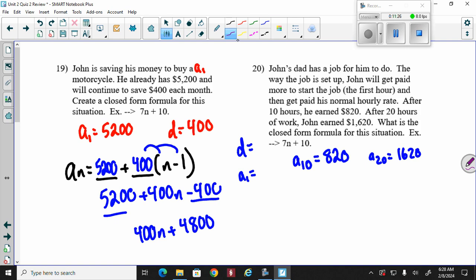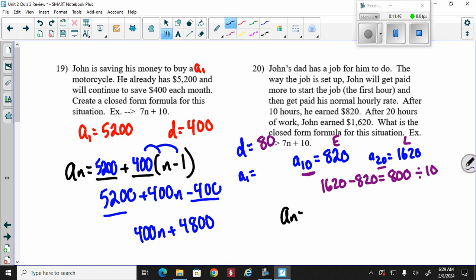So my common difference is, remember, this is the later term, this is the earlier term. So 1620 minus 820, I believe, is 800. And I'm going to divide it by, let's see, that's A of 10, that's A of 20, divide that by 10. So my common difference is 80. All right, so now I need to find my first term.